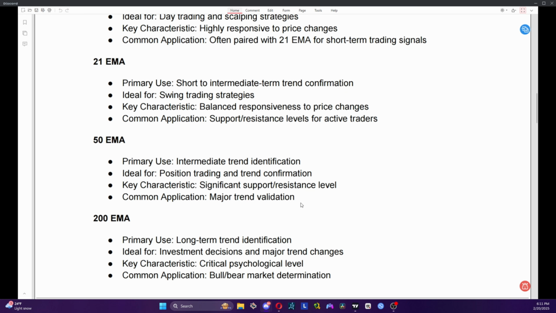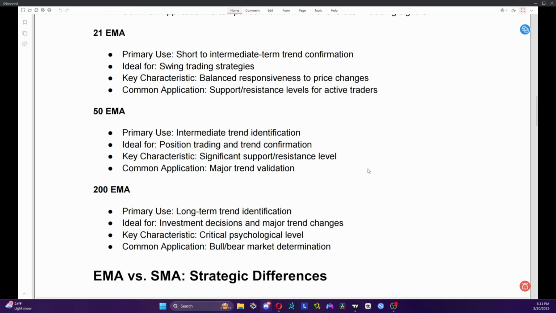And when you have a key pivot structure, if you guys remember from my previous video, what ends up happening? When you have a key pivot structure break to the upside, you have a continuation of trend. If you have a key pivot structure, in this case using the EMA, and it breaks below, you're going to have a continuation to the downside.